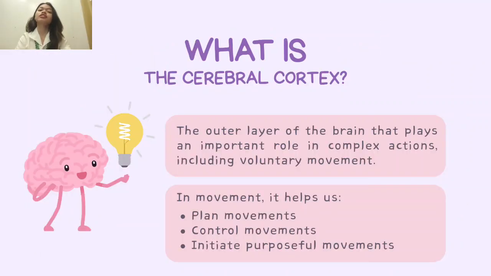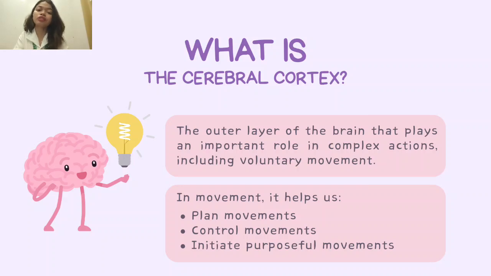Now that we have discussed the different types of muscles, how muscles produce movement, and the different units of movement, we can now move on to the part that actually controls and coordinates these movements, which is the brain. So let's first talk about the cerebral cortex. Now, what is the cerebral cortex? The cerebral cortex is the outer layer of the brain.